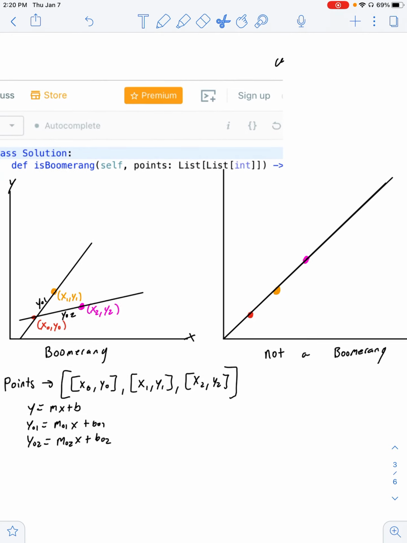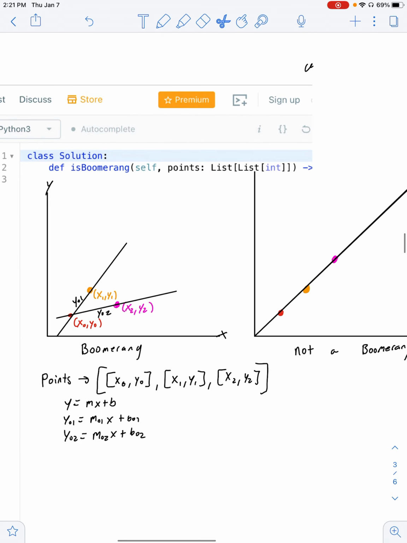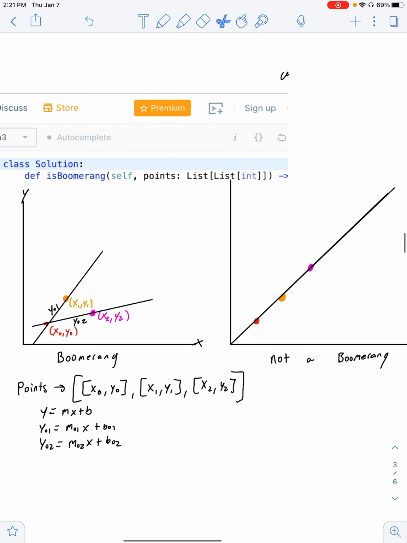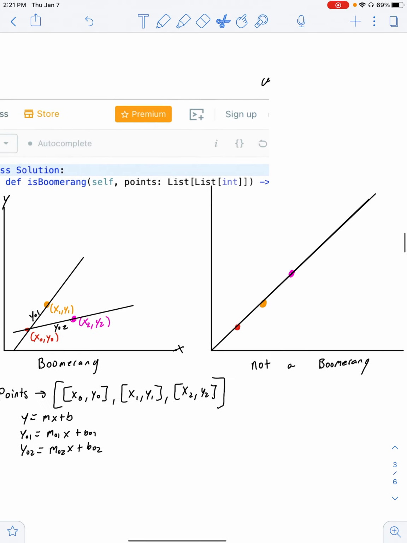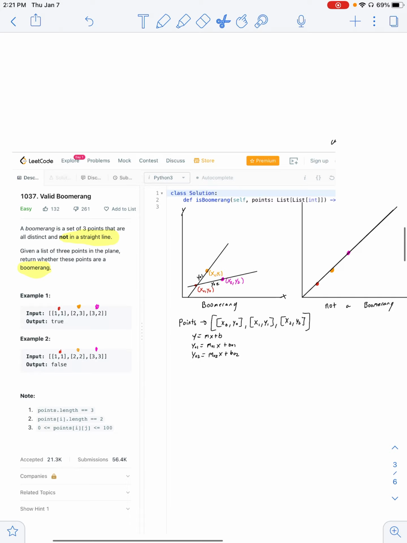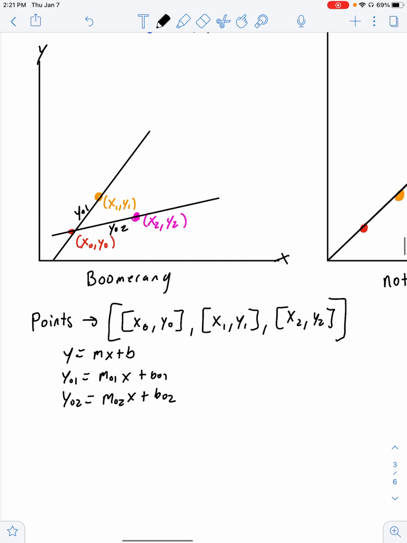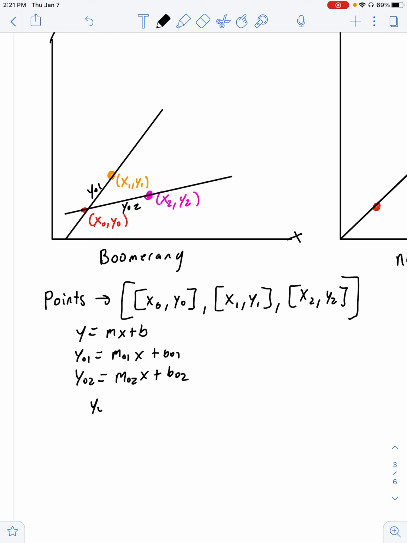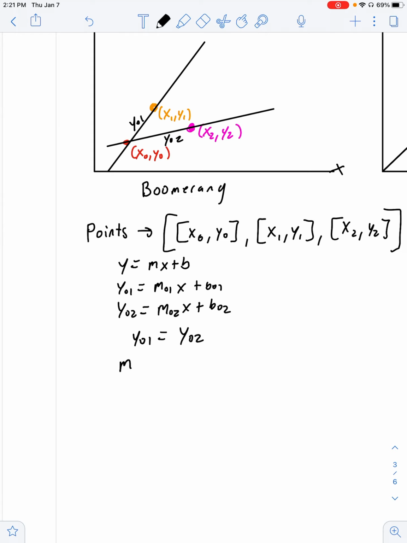Okay, yeah, that's right. So on the left, since the lines are not identical, they do not form a straight line, so they form a boomerang. Versus on the right, the lines corresponding to red and orange and red and pink are identical, so they do form a straight line and thus do not form a boomerang. So the idea here is that we have to compare y01 to y02: m01x plus b01 equals m02x plus b02.